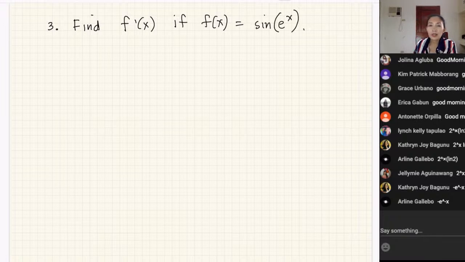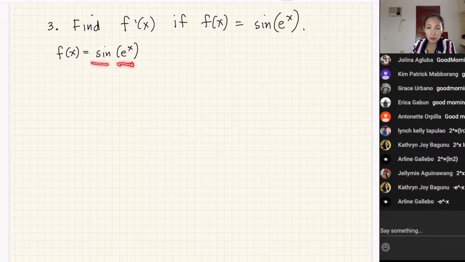Okay. So what is f prime of x if the function f of x is equal to sine of e raised to x? Let me write the function given here. F of x is equal to sine of e raised to x. Looking at the given, we have trigo and expo. The given, in fact, is a trigonometric function, sine of u.